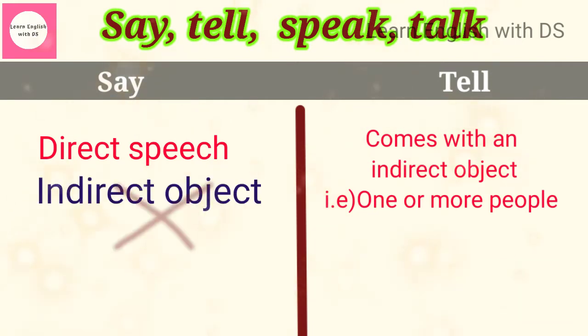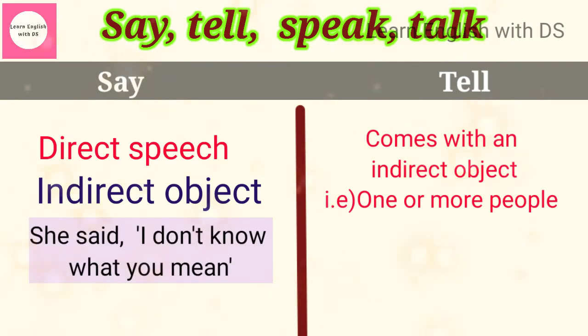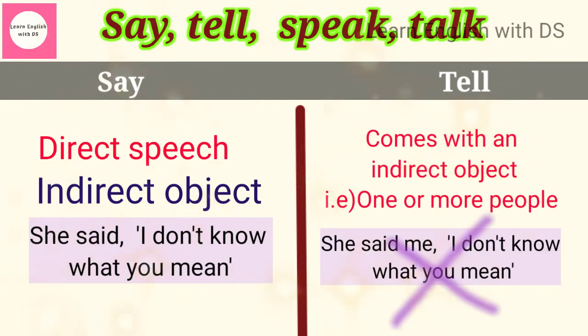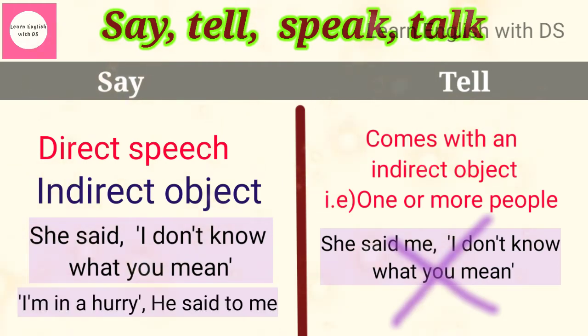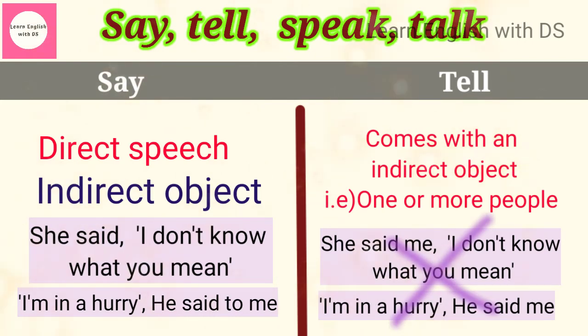Whereas, say does not take any indirect object. For example, she said, "I don't know what you mean." It is wrong to use, she said me, "I don't know what you mean." Instead, you can use, as I am in a hurry, he said to me, not he said me.